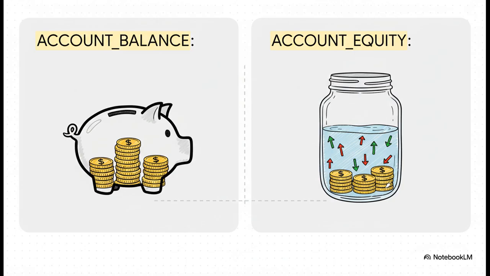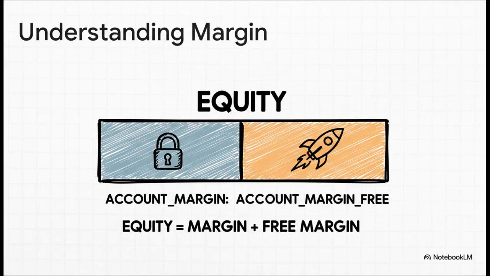Think of your account balance as the money that's settled, the cash in your wallet after you've paid for everything. But your account equity, that's the live, breathing, real-time value of your account. It's your balance plus or minus the floating profit or loss on all your open trades. And that right there is why equity is the one number that really, truly matters for managing risk in the moment.